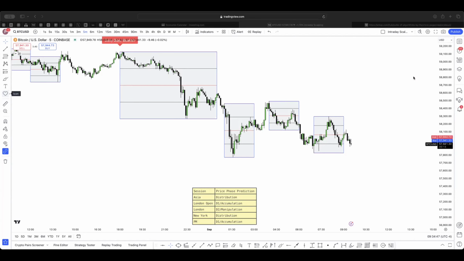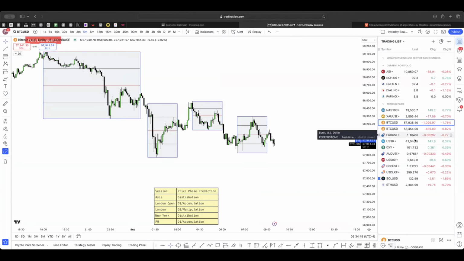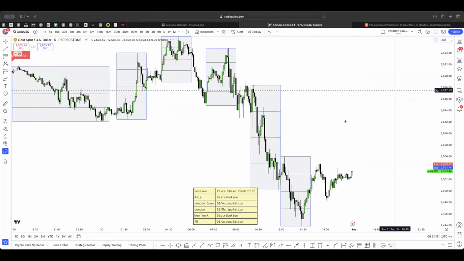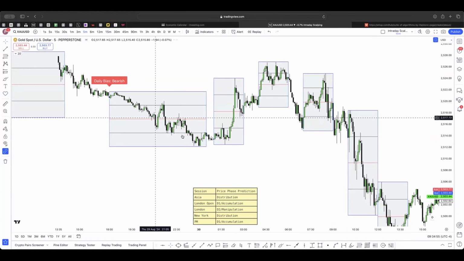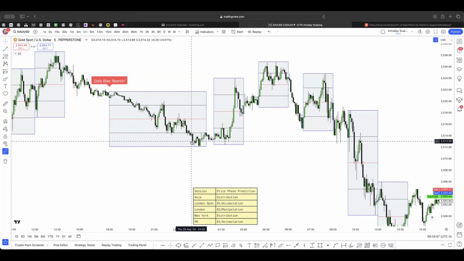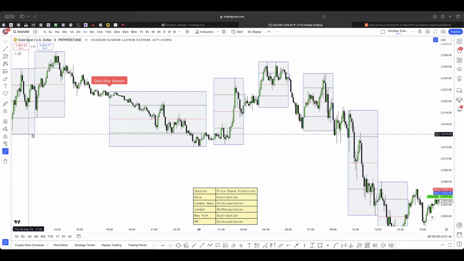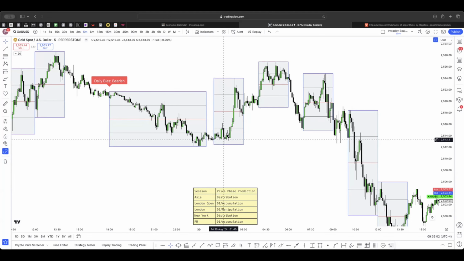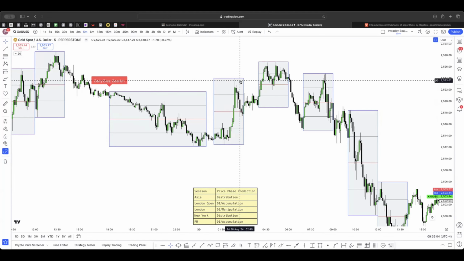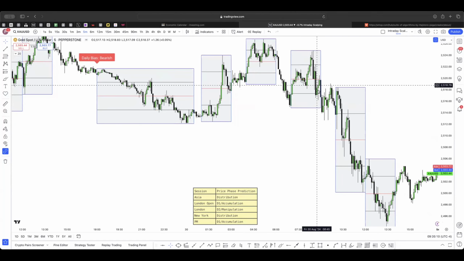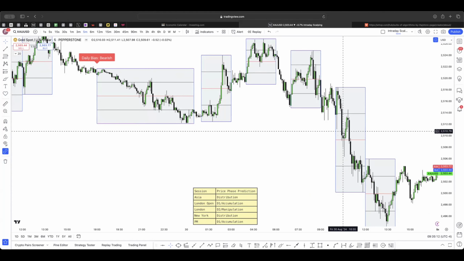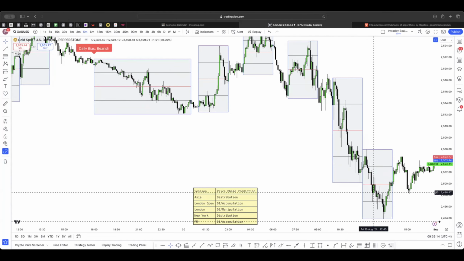So to make it much more clear for you, let me show it to you on gold. On gold on Friday, look at this here. What is this? Is this distribution? Yes, we're distributing in Asia, taking out lows. London is accumulation. London session is manipulation. New York session is distribution. Can you see that? Distribution.